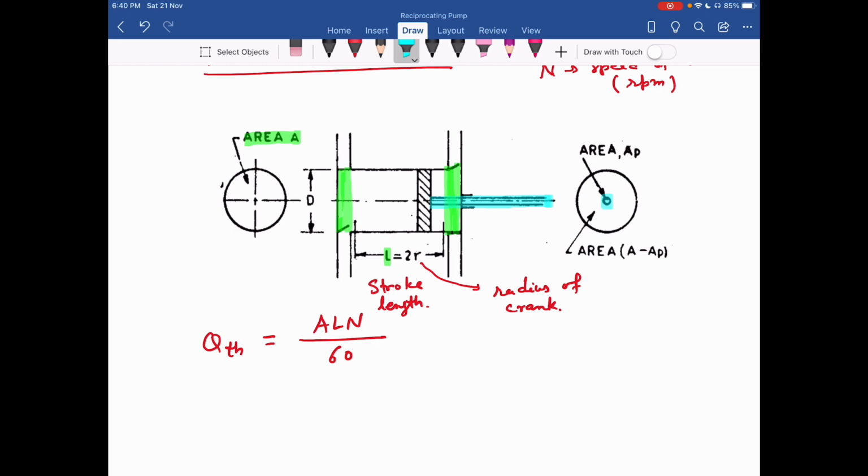If I consider it, my effective area is the total area of the cylinder minus the area of the piston rod. So if you talk about discharge through this side, that discharge I can write as Q theoretical is equal to area. Now the effective area is A minus AP, into L into N divided by 60.